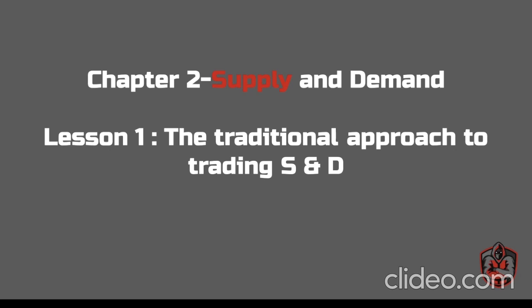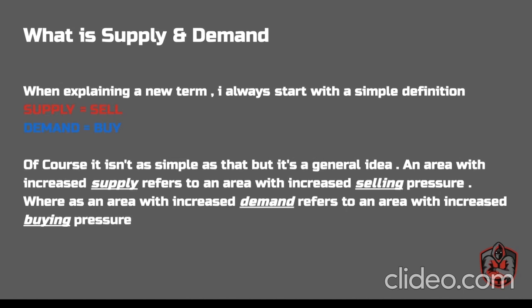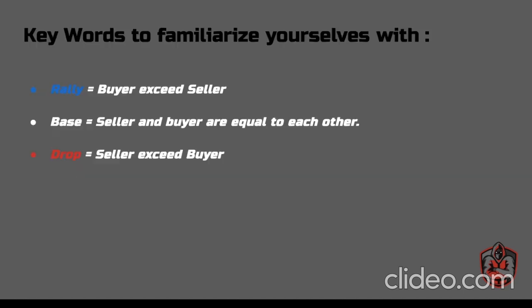So lesson 1. The traditional approach to trading supply and demand. What is supply and demand? Now, when explaining a new term, I always start with a simple definition. Supply equals sell, demand equals buy. Now, of course, it isn't as simple as that, but it's a general idea. An area with increased supply refers to an area with increased selling pressure, whereas an area with increased demand refers to an area with increased buying pressure.